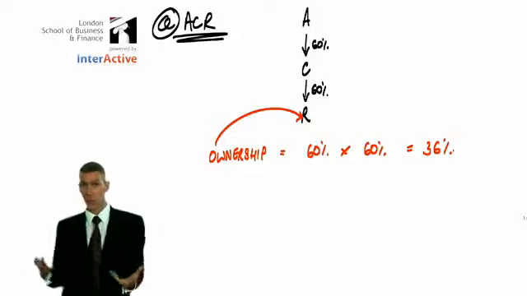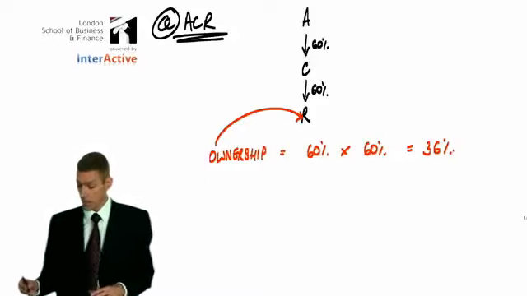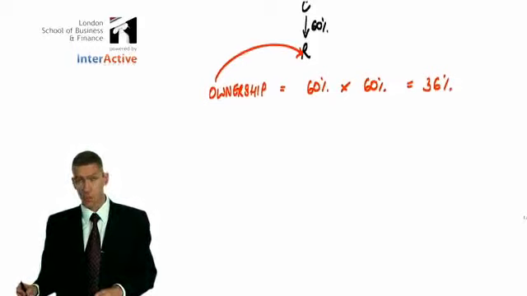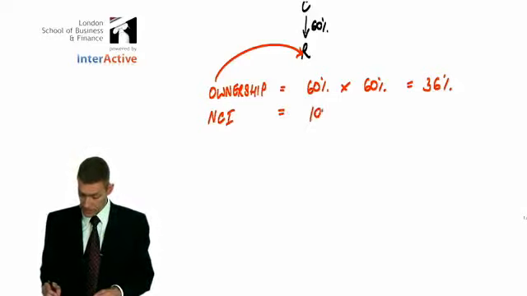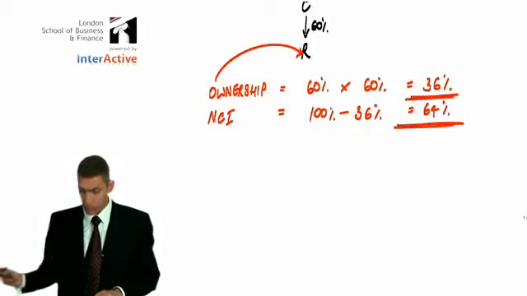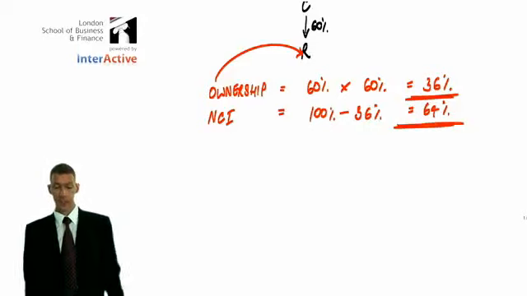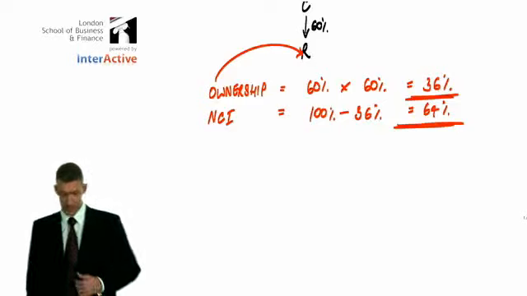But our ownership has fallen below 50%. So it's a good job that they changed the name from minority interest to non-controlling interest. Because the NCI is the amount we control, which is the entire entity, minus what we own, which is 36%. So we own 36%, but we control the entire entity, and therefore the non-controlling interest is 64%.